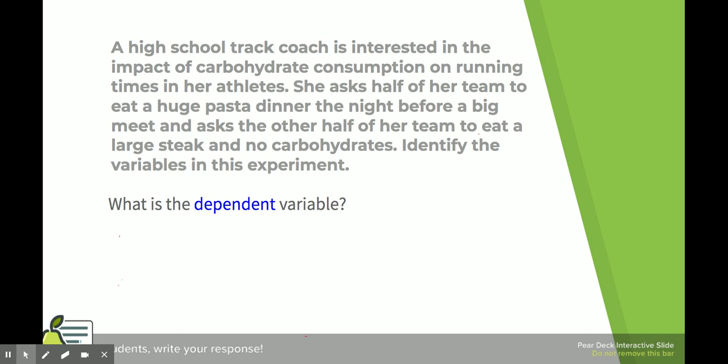Okay, so remember, dependent variable is what is being measured. So in this case, she's measuring running times. So your dependent variable should have been something related to running times. Okay, next. Same scenario. Now I want you to tell me what is the independent variable. Go ahead and type your response.